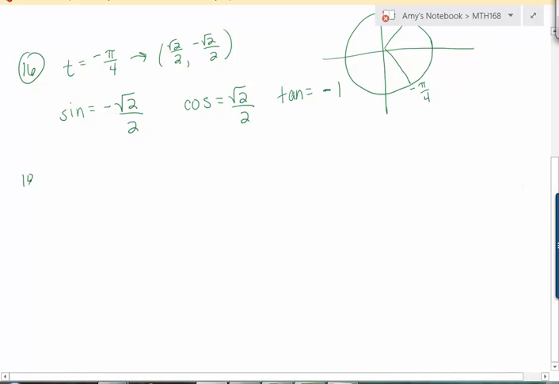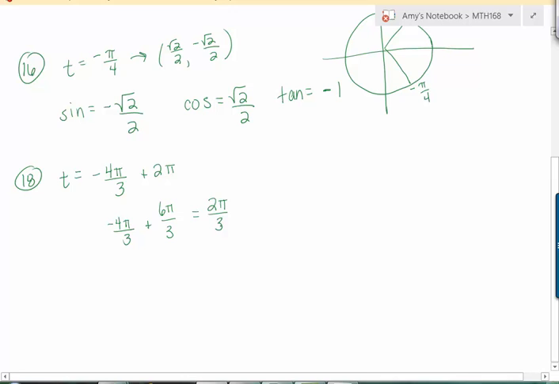Let's look at number 18. Number 18 is asking us to find the sine, the cosine, and the tan at negative 4 pi over 3. So remember we talked about coterminal angles. We need to determine what is the coterminal angle for negative 4 pi over 3. You can add 2 pi to find the coterminal angle. I'm going to get a common denominator of 3. 2 times 3 is 6. Negative 4 plus 6 is 2.